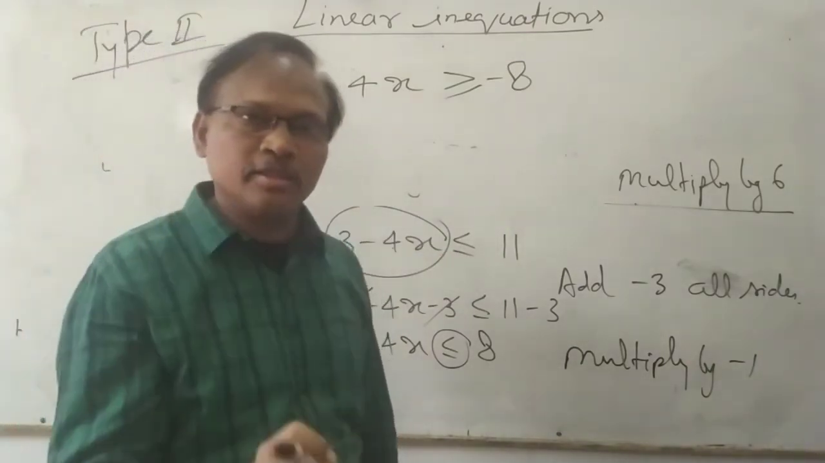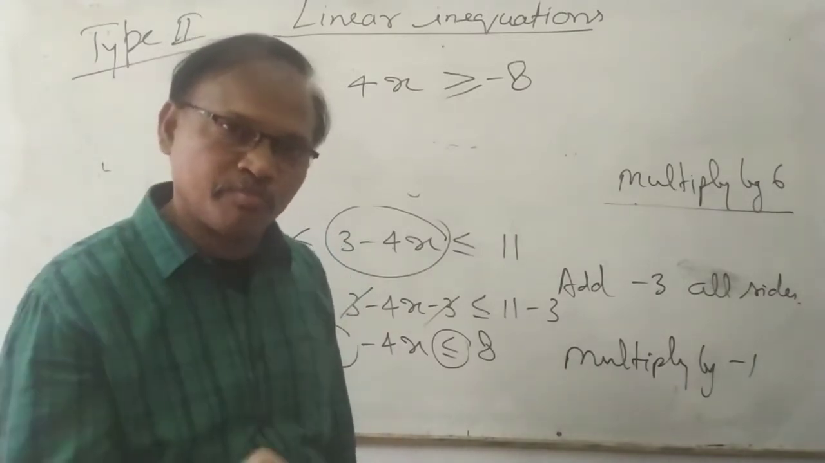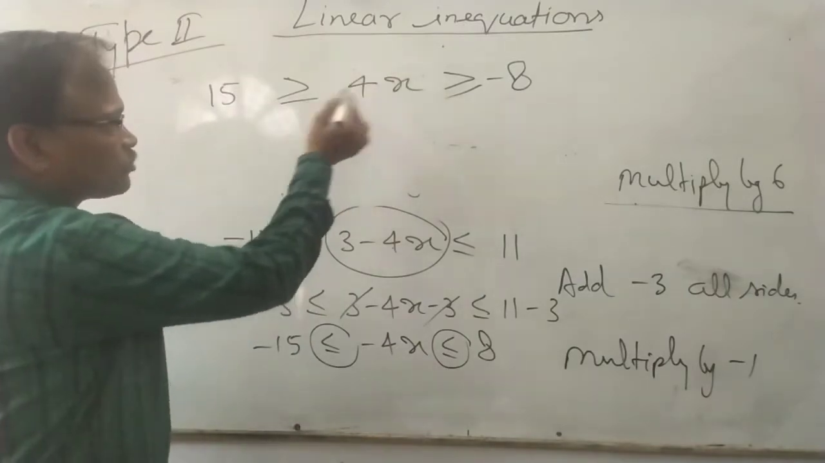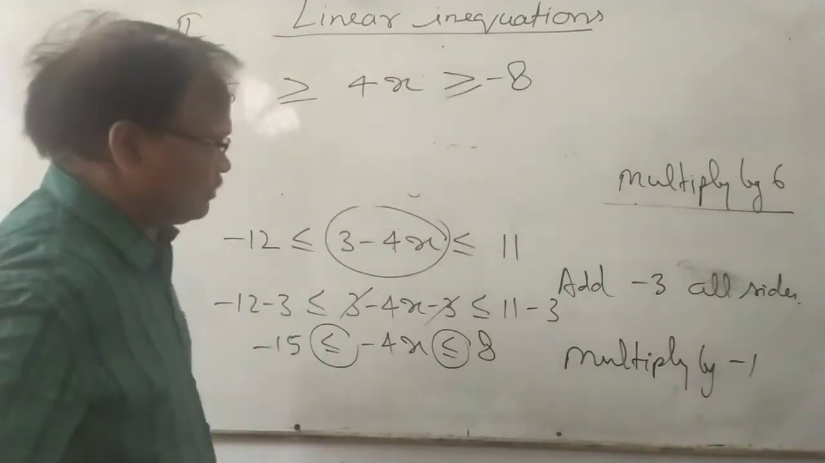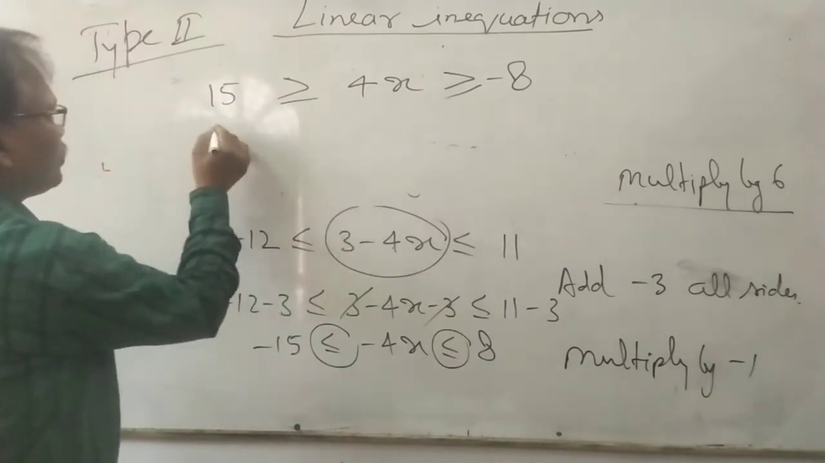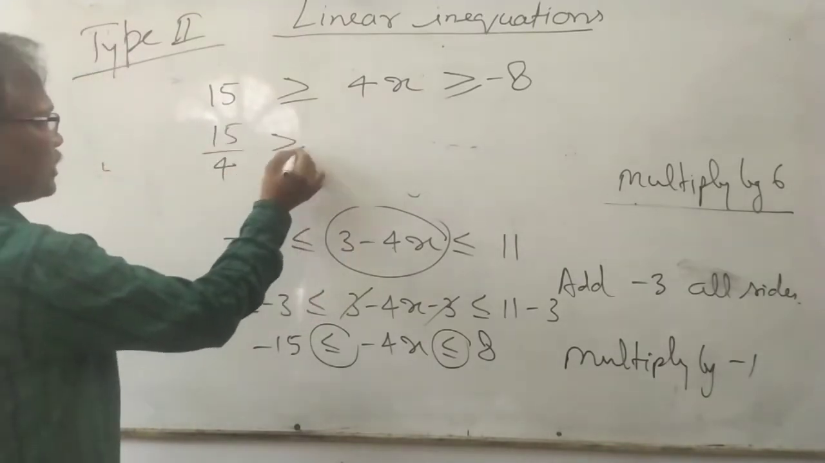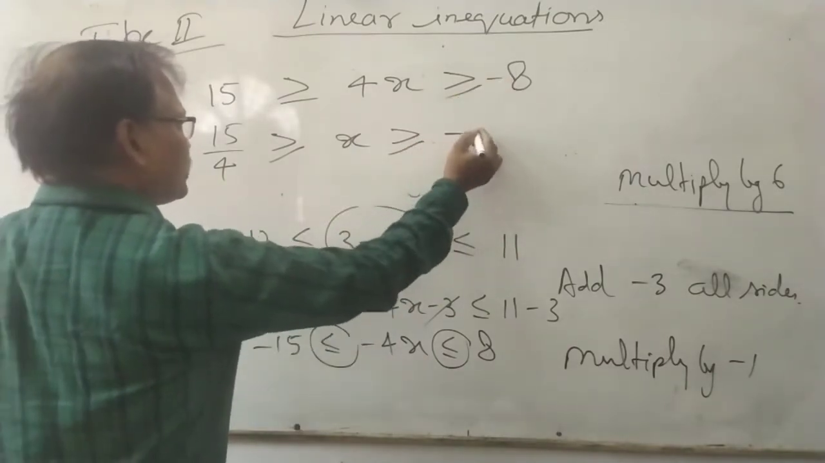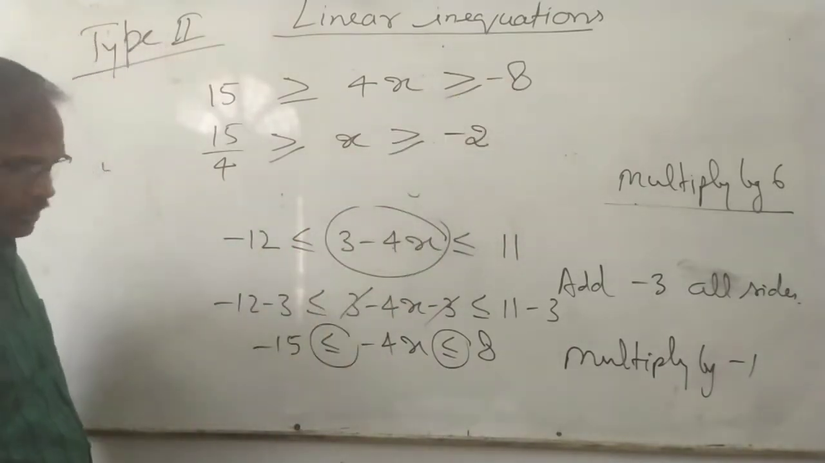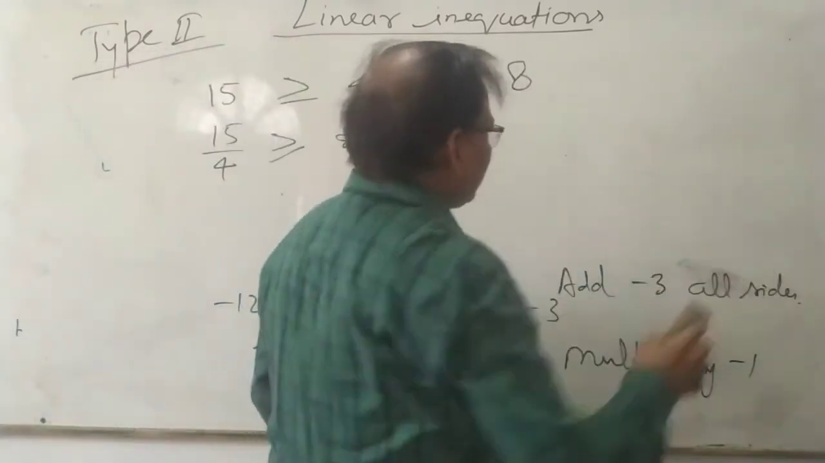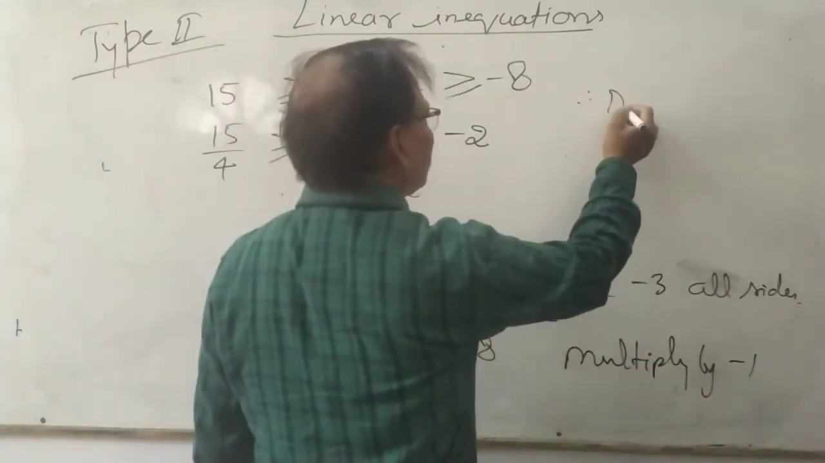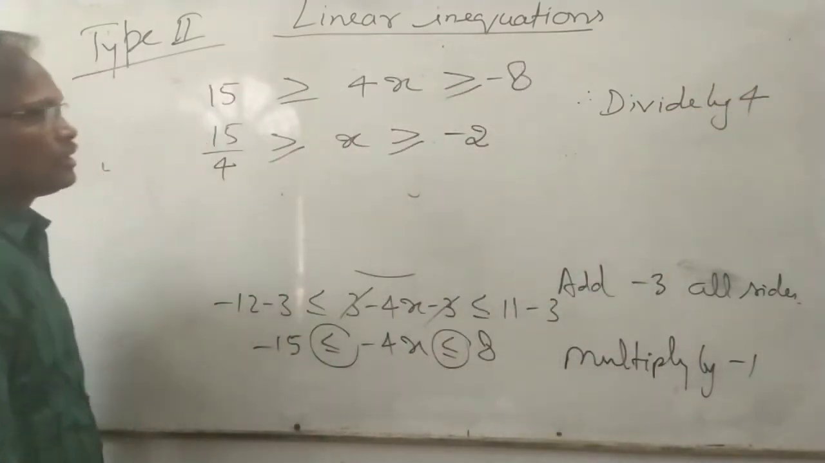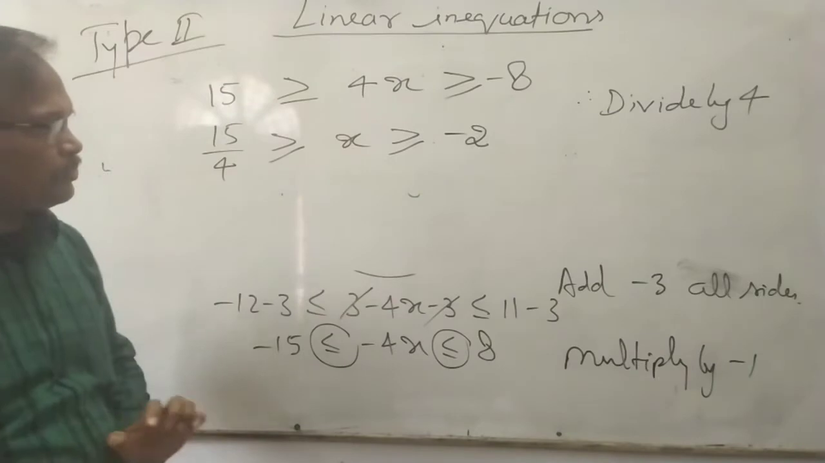Now cancel the digit which is multiplied by with variable. अभी इसमें variable के साथ में 4 है, इसको भी हटाना है. Then you will get the answer. तो divide by 4, so 15 by 4 is greater than or equal to x is greater than or equal to minus 8 by 4 means minus 2. Clear? So you can write here divide by 4. Then you write this one.